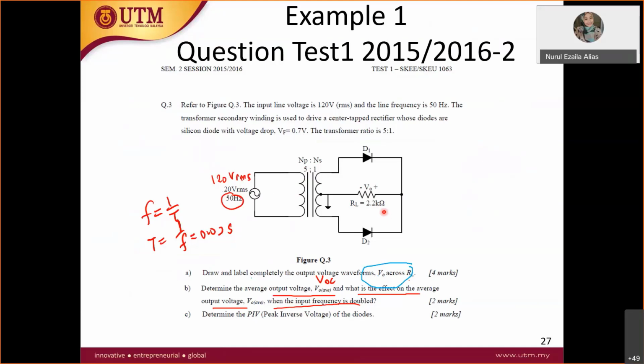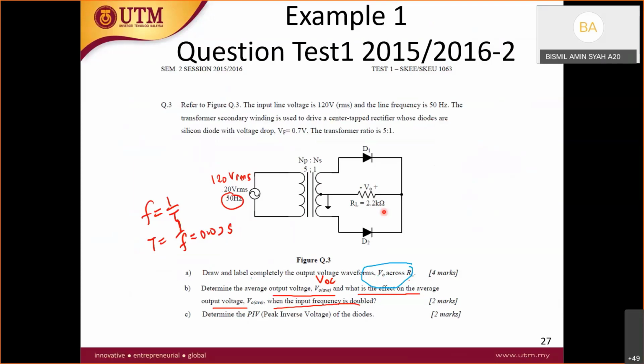Who has a question? Please ask me now before I continue. Doctor, is it possible for diode 1 and diode 2 to not be the same type of diode? Yes, it is possible. But only one will be on at a time. Okay, Doctor, thank you.